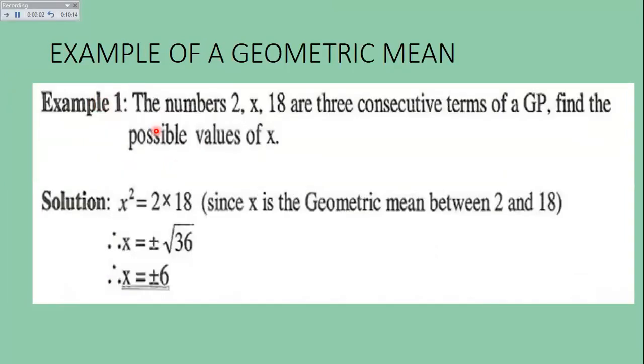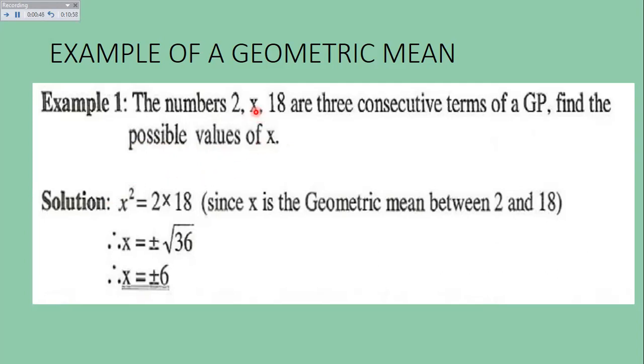So example: the numbers 2, x, 18 are 3 consecutive terms of a GP. Find the possible values of X. Here we are looking at terms that are consecutively following each other, meaning terms following one after another. Find the possible values of X. Take note, it says possible values, not just the value, but possible values.